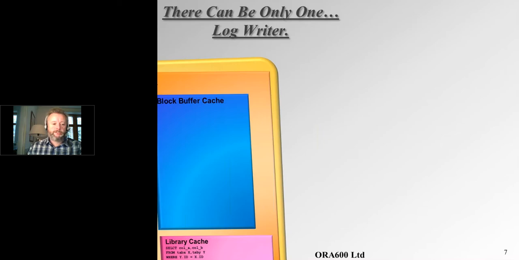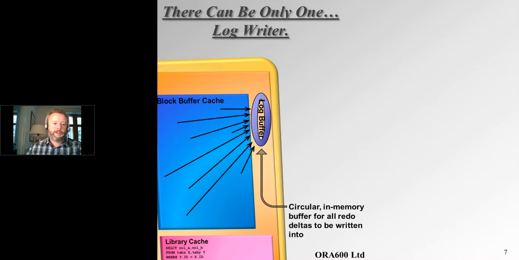However, every time you change something in the buffer cache, that change gets written to something called the log buffer. And the log buffer is a circular piece of memory. What gets written isn't the block, it's not the row, it's called a delta. It's a description of the change. So when you insert a new record, a description of how that record is structured is written to the log buffer. When you update a record, a description of how to do that update, that change, is written to the log buffer. And all of these Oracle server processes are constantly feeding information to the log buffer.